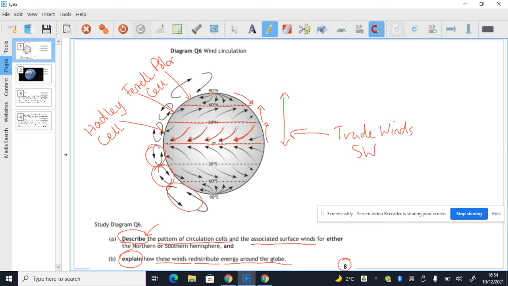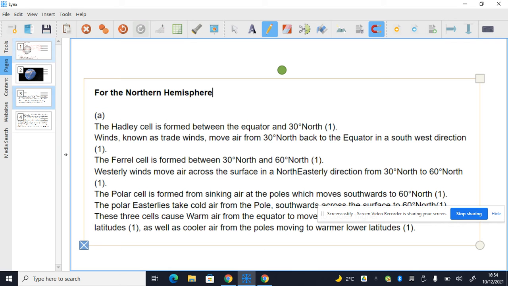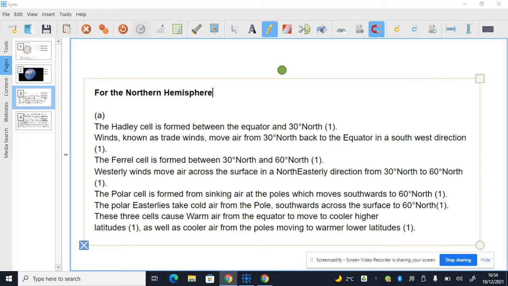In contrast, from 30 degrees north to 60 degrees north, we have winds sometimes known as the westerlies, and these are actually moving heat energy across the surface from 30 degrees north to 60 degrees north. In our final cell, in the polar cell, we have these easterlies, and they are transferring cold air from the pole down to 60 degrees north. And that is pretty much what you're going to want to write. So here is the typical kind of model answer you'd want to put together to answer this.